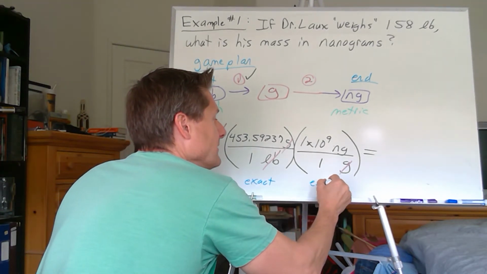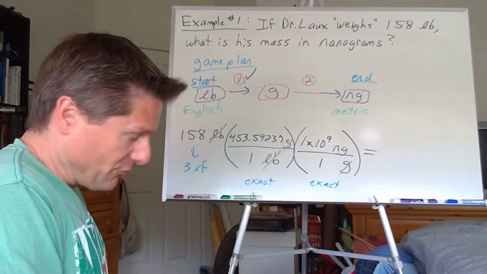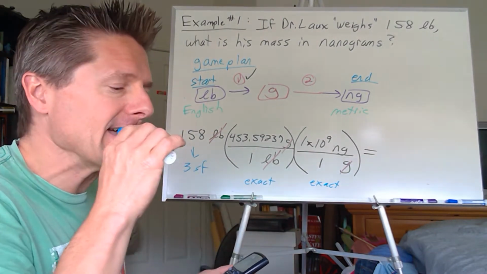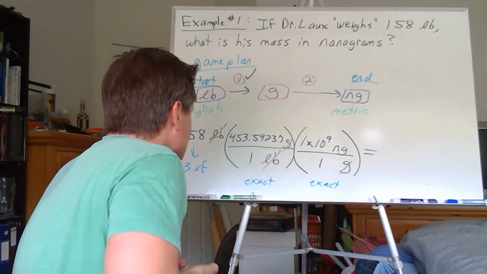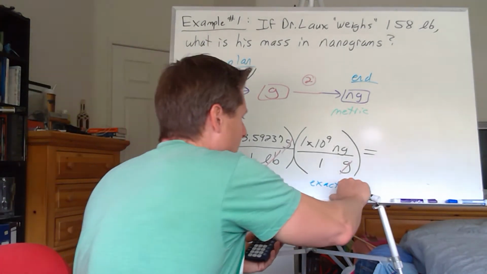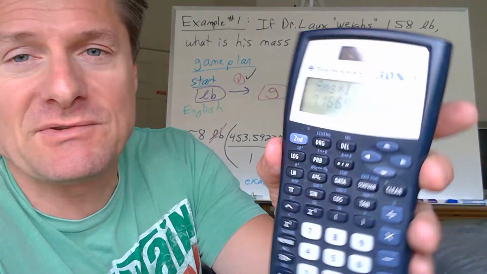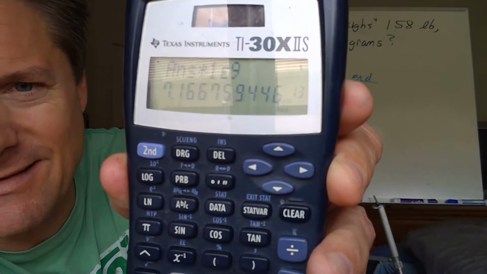This is exact. That's 3 significant figures, isn't it? I'm going to stick that on my nose, I think. So since we're doing all multiplication and division, we're limited to 3 significant figures. So I get 7.16679594446 times 10 to the 13th, right? Gets lots of digits in there.